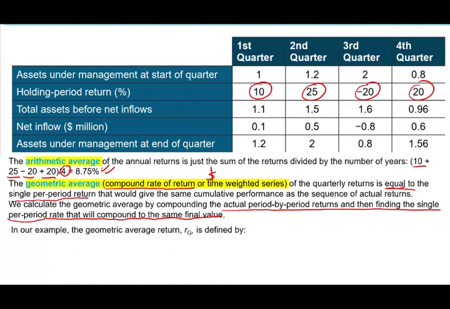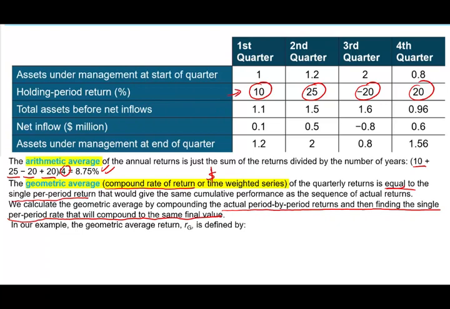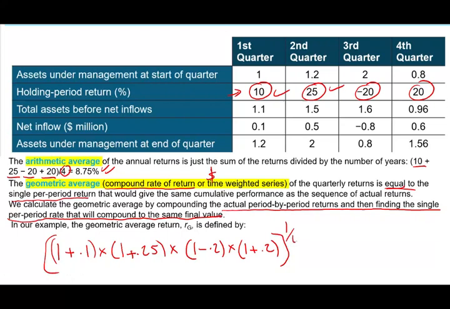So in this example, let's take a look to see how we work this example. Here's what's going to happen. We're going to take the return of the first period. This is the formula. You will take 1 plus 0.1, times, you multiply it by 1 plus 0.25, the second period. You multiply it by the negative 20, it means 0.8, so 1 minus 0.2, which is 0.8. Then you multiply this by 1.2, which is 1 plus 0.2. Let's just be consistent, 1 plus 0.2. Then what you do is you raise those to 1 divided by n, the number of periods. The number of periods is 4. Then you subtract 1. So this is the formula.